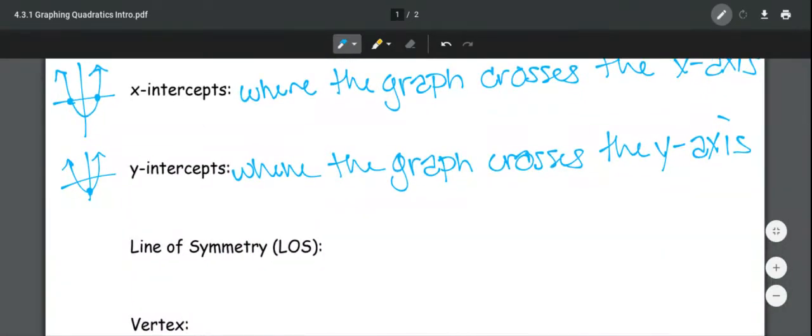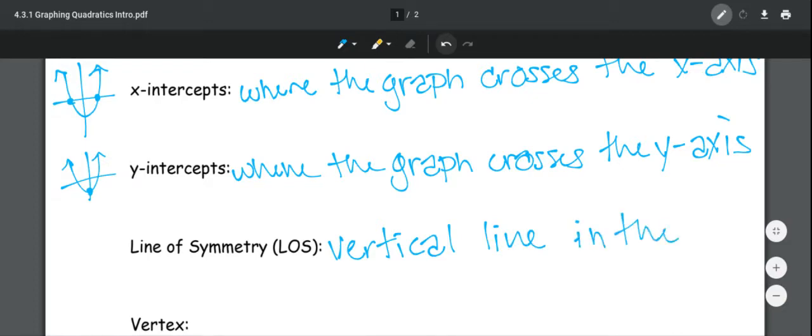Now, line of symmetry. All quadratics look like a parabola. That's why I drew a U. A parabola is symmetric. So if you would fold it in half, it's going to be the same on one side as it is on the other. So it is a vertical line in the middle of the parabola.